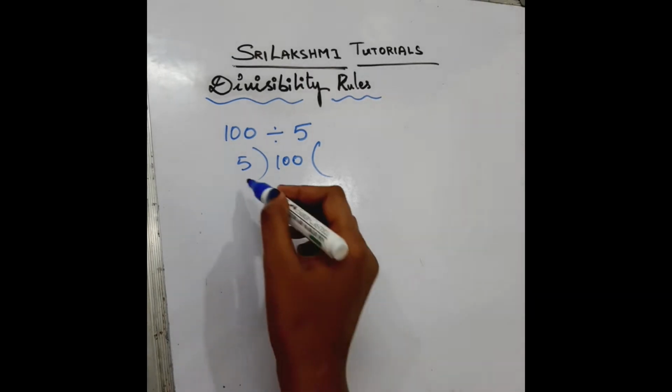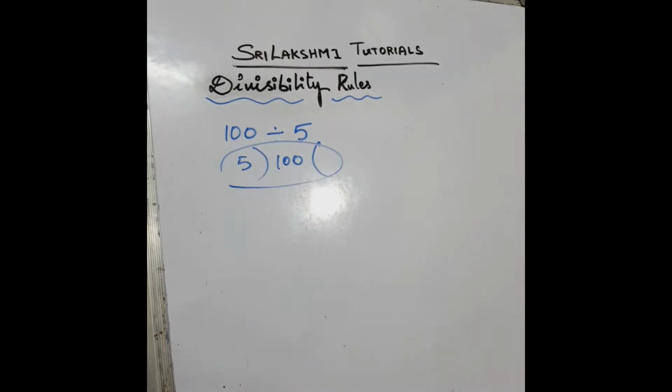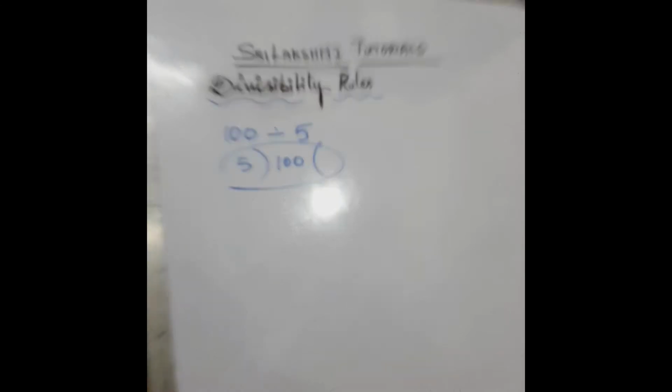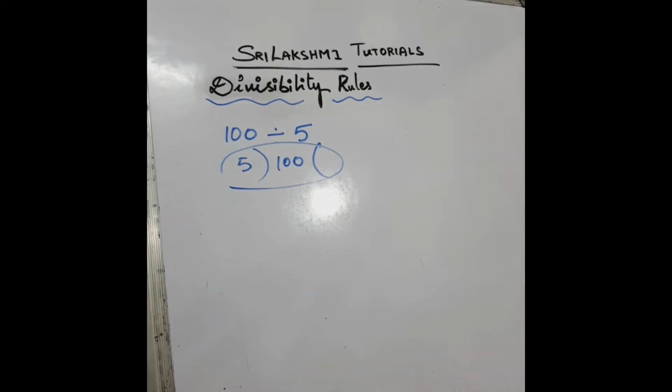But without doing this process, by seeing a number, we should be able to say whether it is divisible by 5, or whether it is divisible by the given number or not. Okay, let's start to check.